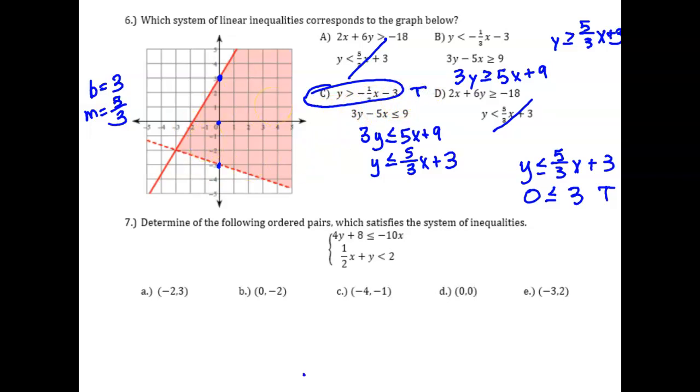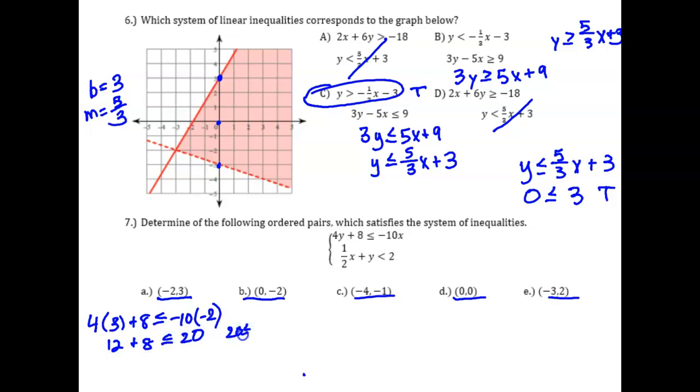Okay, so for number 7, to determine which of the ordered pairs satisfies the system of inequalities, what you need to do here is plug in every ordered pair, and each ordered pair needs to be true for both. So the first one, we take 4 times y is 3 plus 8, is that less than or equal to -10 times -2? So this would be 12 plus 8 is less than or equal to 20. Yep, 20 is less than or equal to 20. So that one would be true for the first one.